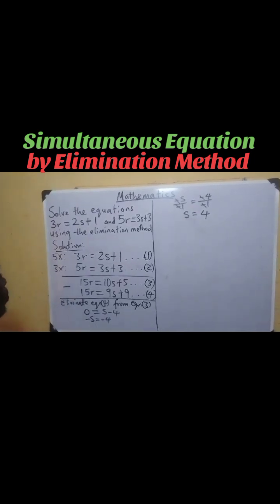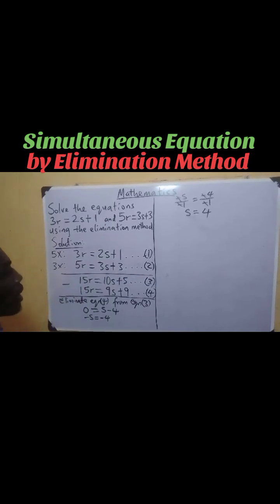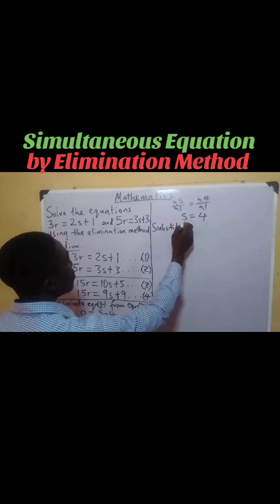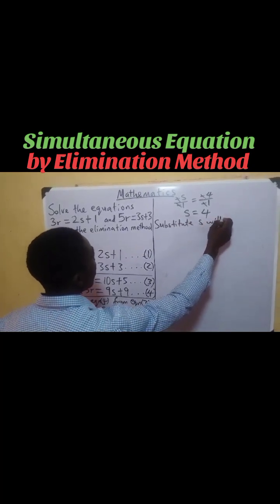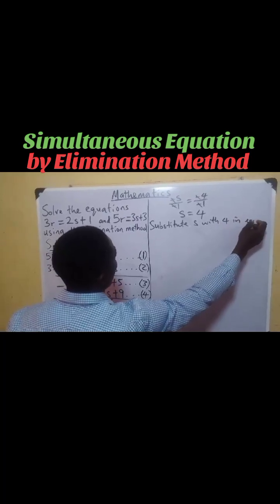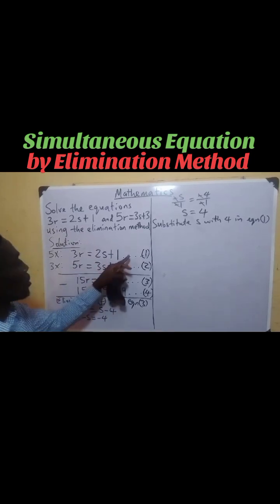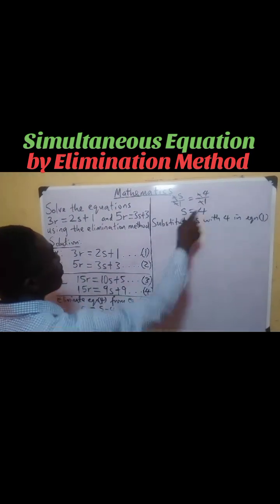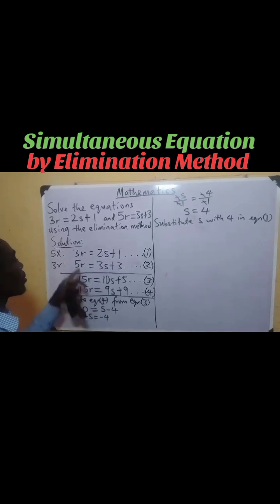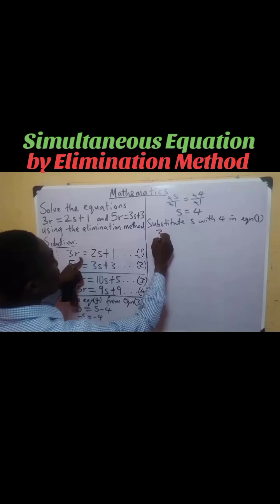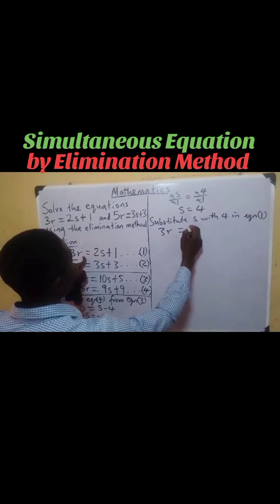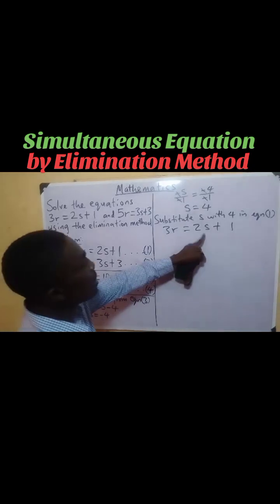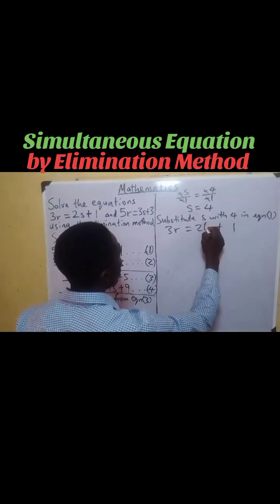Is that all? No. We also have to find r. So what do you do to find r? You can now substitute s with 4 in equation 1. You can go to one of the two original equations and substitute s using 4. Anywhere you see s, you replace it with 4. So we choose to use equation 1, which is 3r equals 2s plus 1. In this case, what is s? s is now 4. So we replace s with 4.